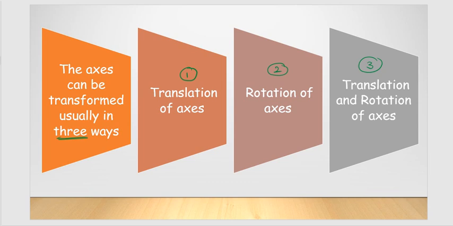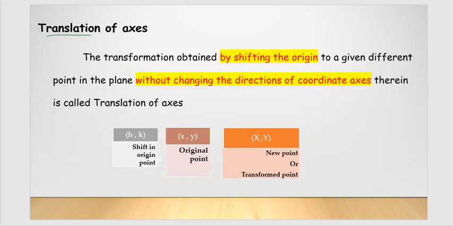First of all we go with the first one, translation of axis. What is meant by translation? Translation of axis is nothing but transformation of axis obtained by shifting the origin. We shift the origin to a given point in a plane without changing the direction of the coordinate axes, and that is called translation of axis. The most important points are shifting the origin and not changing the direction of the coordinate axes. The direction of the coordinate axes we should not change, so they should be in the same direction as before.